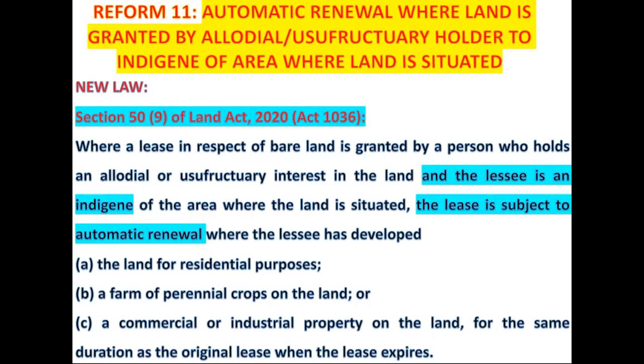holds an allodial or usufructuary interest in the land, and the lessee is an indigene of the area where the land is situated, the lease is subject to automatic renewal where the lessee has developed the land for residential purposes, a farm of perennial crops on the land, or a commercial property or industrial property on the land. And the lease is supposed to be renewed for the same duration as the original lease when the lease expires.